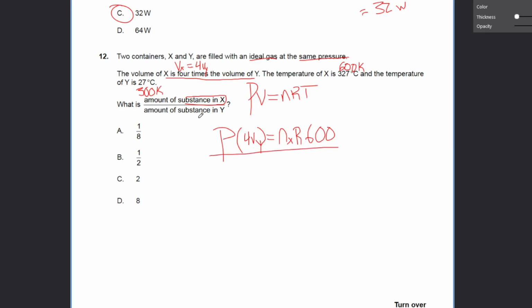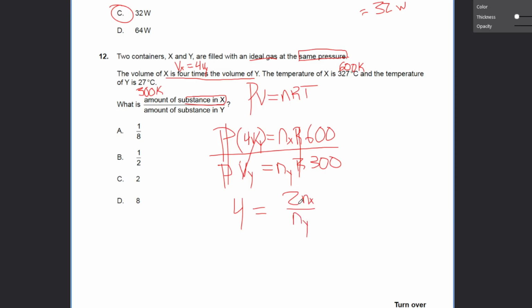And then we're dividing by container Y. So again, we have P. This time it's just V sub Y. That's equal to N sub Y, R, and then 300 Kelvin. So the P's cancel. We're given that they're the same pressure. The V sub Y's cancel. The R's cancel. And 600 over 300 is 2. So we have 4 is equal to 2 N sub X over N sub Y.